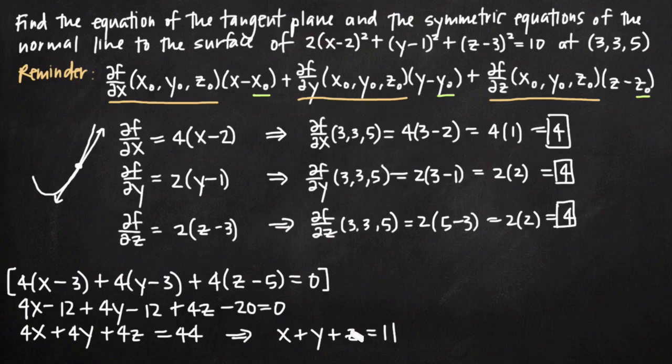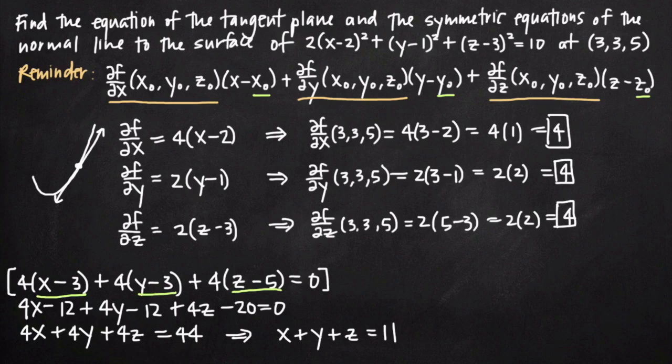Now we want to find the symmetric equations of the normal line. Well, that's going to be really easy to do when we already have the equation of the tangent plane. All we do is we go back to our original equation of the tangent plane, which we had here, and we're going to take these three pieces. We're going to take x minus 3, y minus 3, and z minus 5. We're going to ignore the coefficients and ignore what we have over here on the right-hand side. These pieces are the only things that we're interested in.